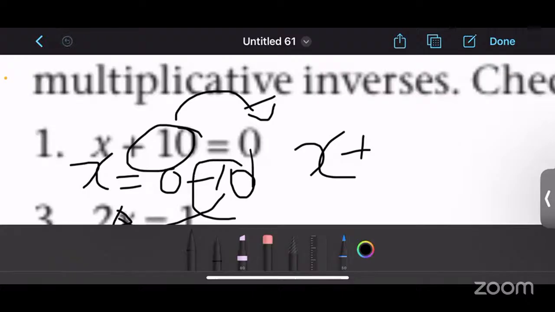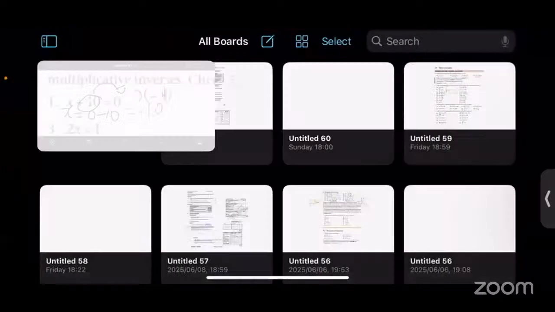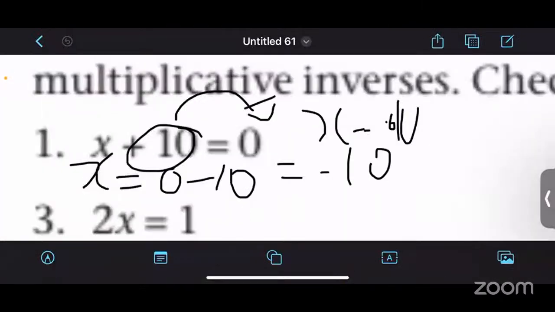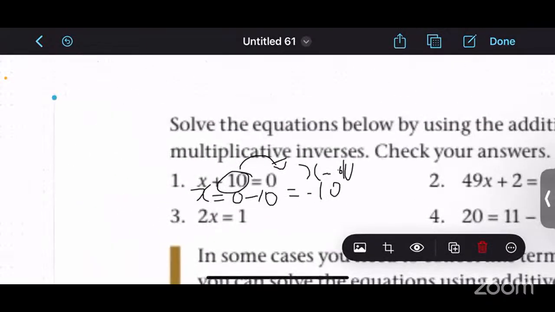So I'm just going to try to get rid of this. Yeah, so we have x is equal to 0 minus 10 is equal to minus 10. So that means x is equal to negative 10. And in case you want to prove your answer, Manahil, if it's correct, this is what you're going to do.